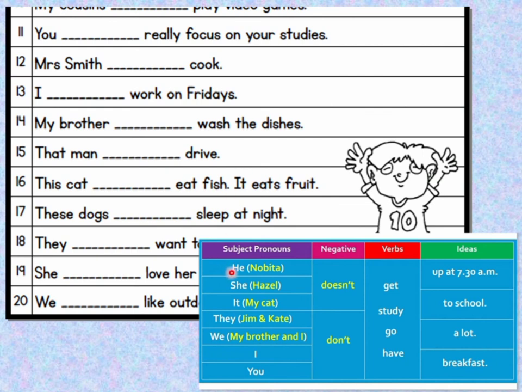Remember class, if the subject pronouns are singular, you have to use doesn't, and if the subject pronouns are plural, you have to use don't.